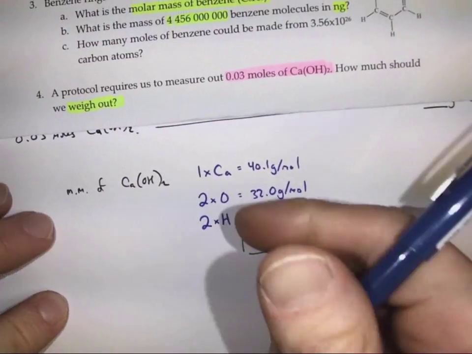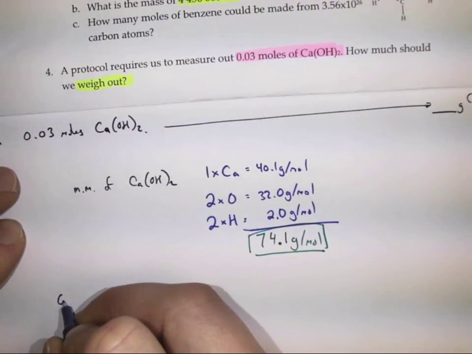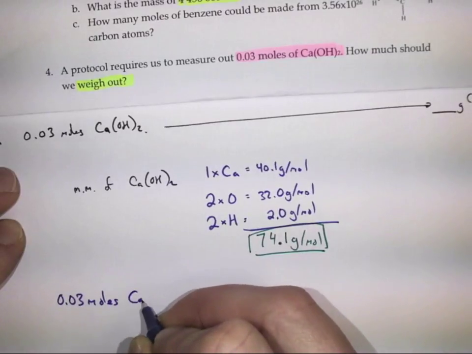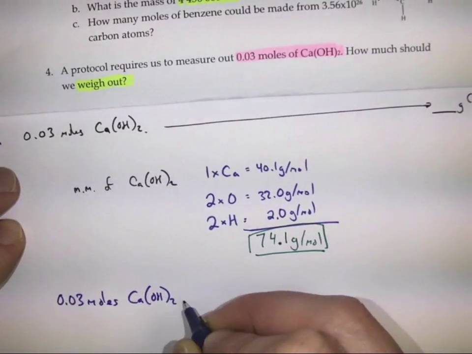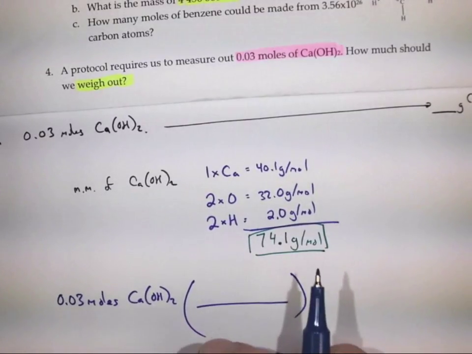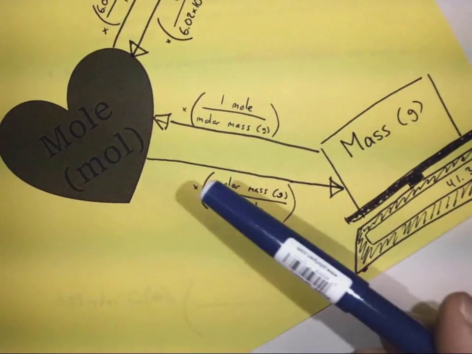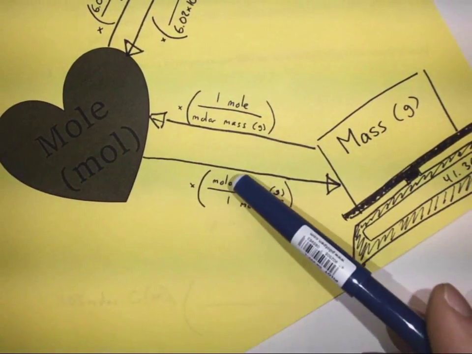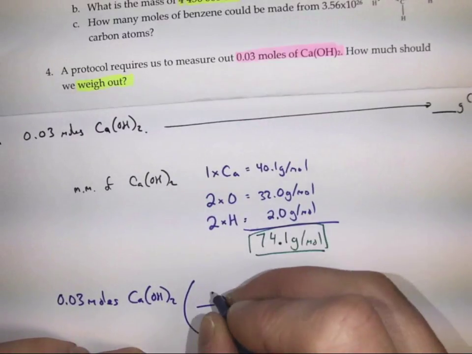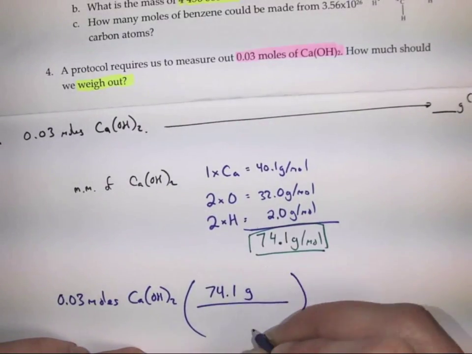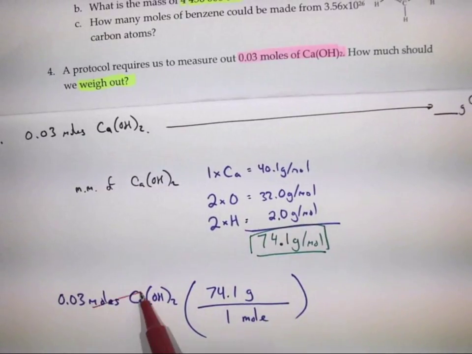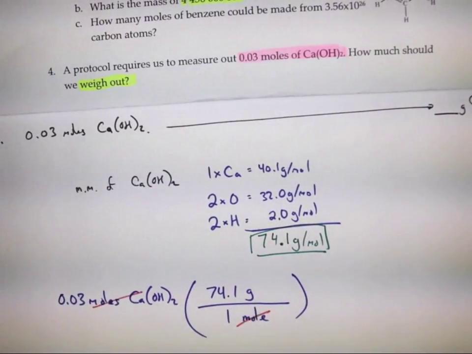Okay. So what we're going to do is set up our expression here, 0.03 moles of calcium hydroxide. And we're going to multiply it by, remember, we're going to use this sheet, to go from moles to mass we multiply by the molar mass in grams over 1 mole. So the molar mass is 74.1 grams for every 1 mole. So moles cancel out, and we're left with grams.